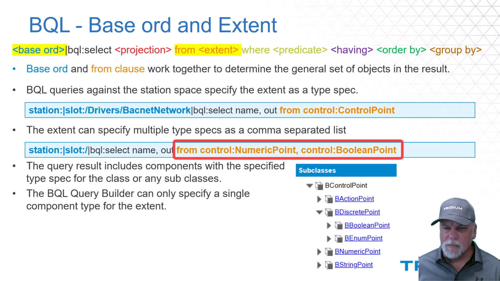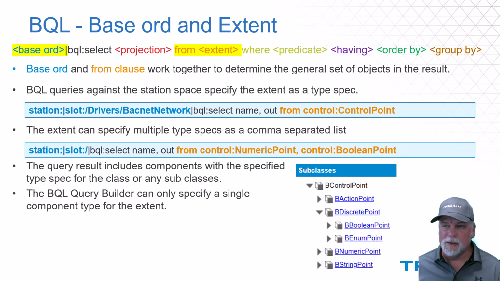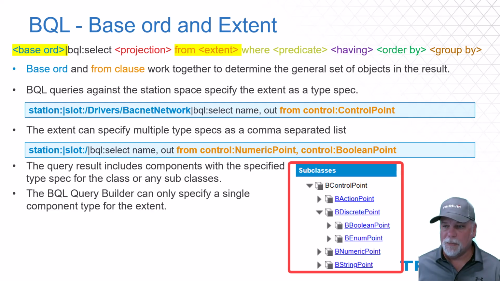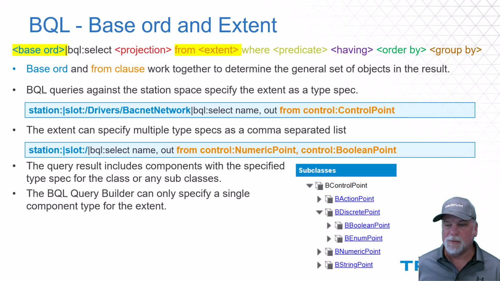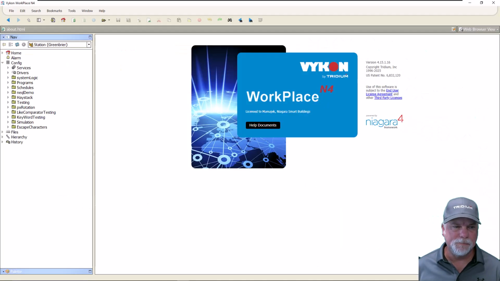It's important to understand that when you search for a type such as control point, it will include the subclasses. So if I search for control point, that will include all the Boolean, enum, numeric, and string points and so forth. If I want to search for a specific type of control points, that's where I would pick a type spec that's more specific than the generic control point. It's also worth noting that the BQL query builder has some limitations, and we'll see this as we go along. In this case, the BQL query builder only allows specifying a single extent from the station.